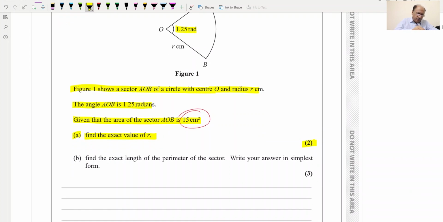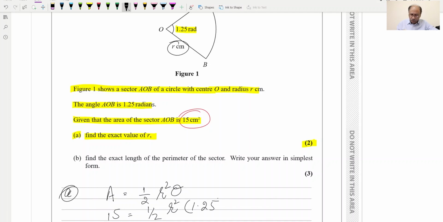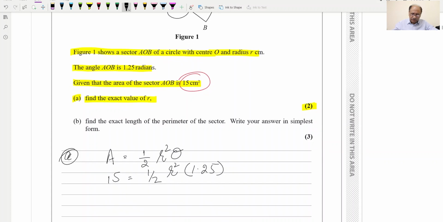So we can apply the formula for part A. The area formula in radians is equal to 1/2 r squared theta. This is the formula which we will be applying, and we can write the area as 15 is equal to 1/2, radius is r, so we retain r squared, and theta is 1.25 radians, and we can simplify this. Basically we'll have to make r squared the subject, then we'll be using the calculator for that.